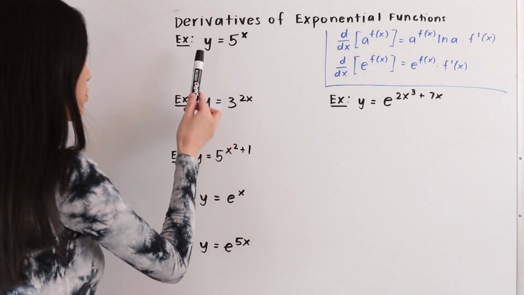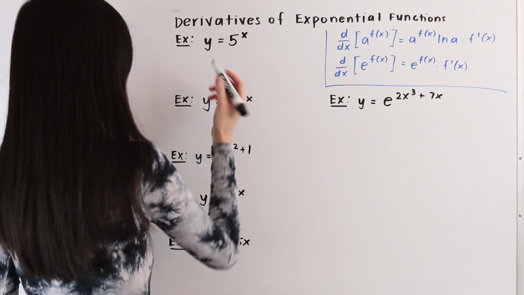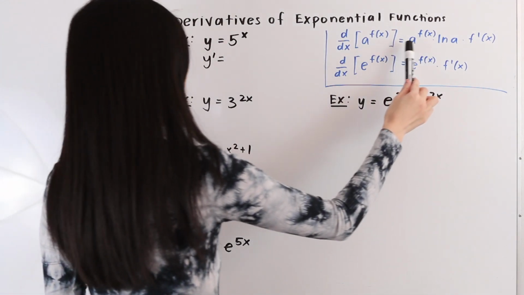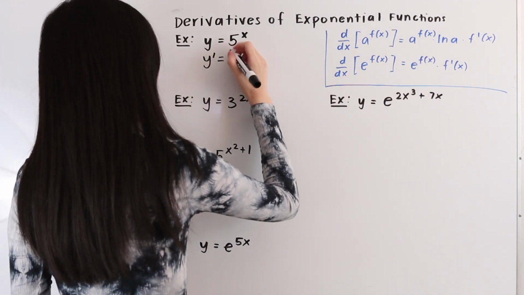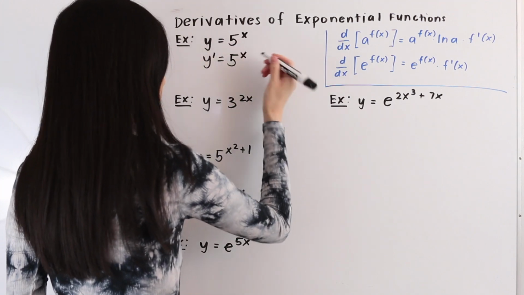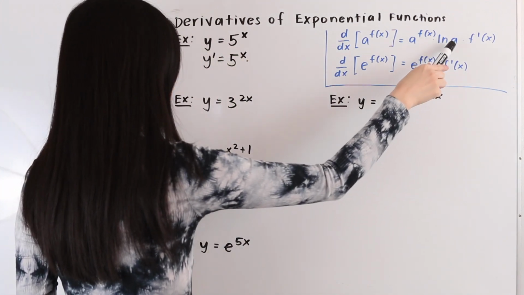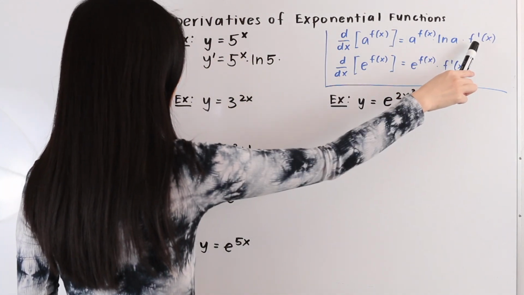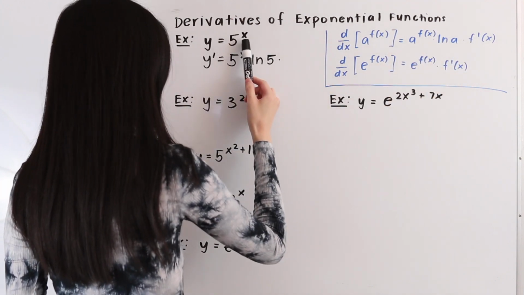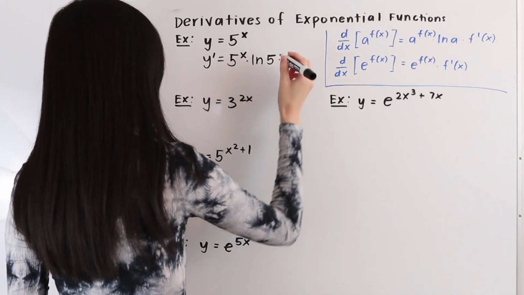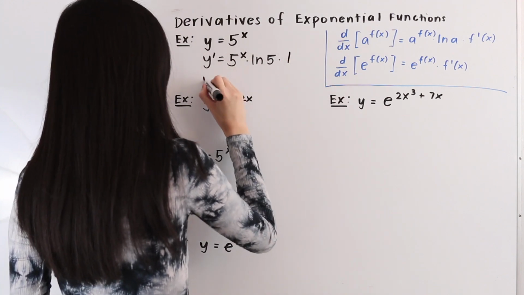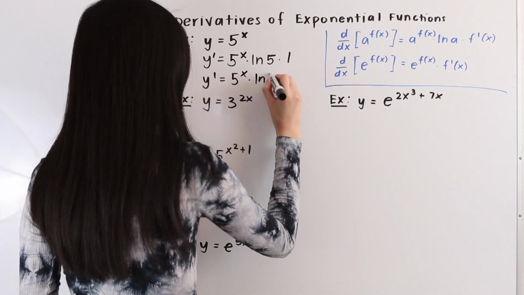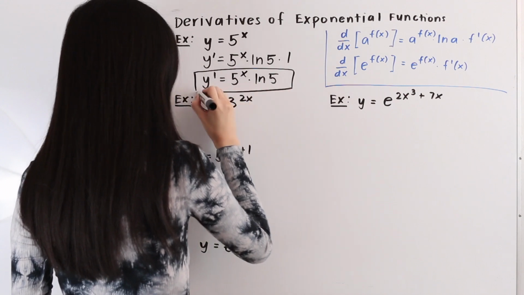In this first example, we have y is equal to 5 to the x, and we want to determine what its derivative is equal to. So we have y prime is equal to, and then we rewrite our original function, which is 5 to the x. Then we multiply by the natural log of the base, so we have the natural log of 5. Then we multiply by the derivative of the exponent. Here our exponent is x, and the derivative of x is just 1. We can rewrite this as 5 to the x times the natural log of 5, and that is our final answer.